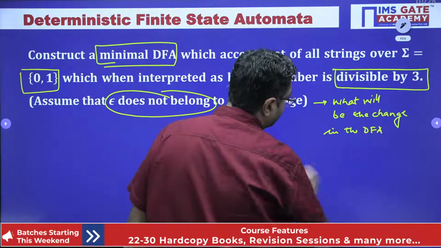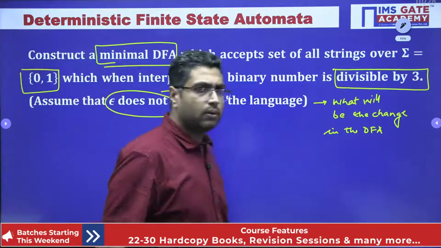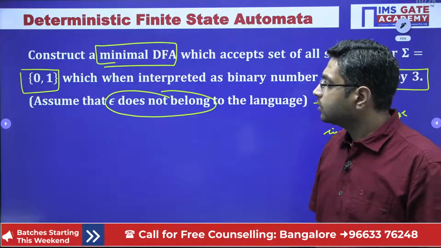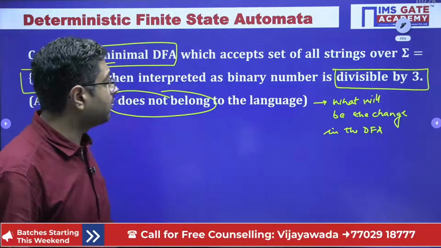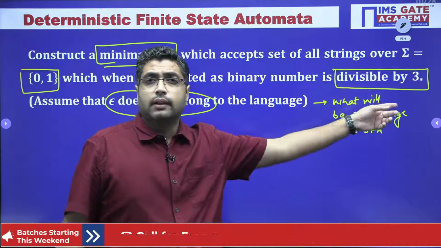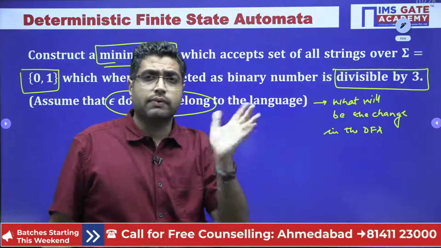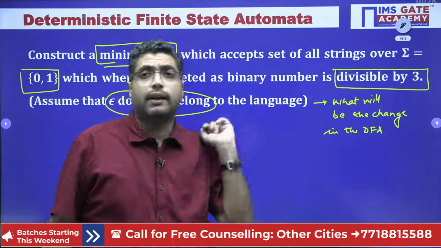So how many states will be there? How many final states will be there? How to change the DFA now? That is what the question is, so that epsilon does not belong to the language. This problem only comes when you are saying divisible by 3. When you say that when divided by 3 the remainder is 1, this problem is not there, because we are not accepting epsilon in that case, since the second state will be the final state.